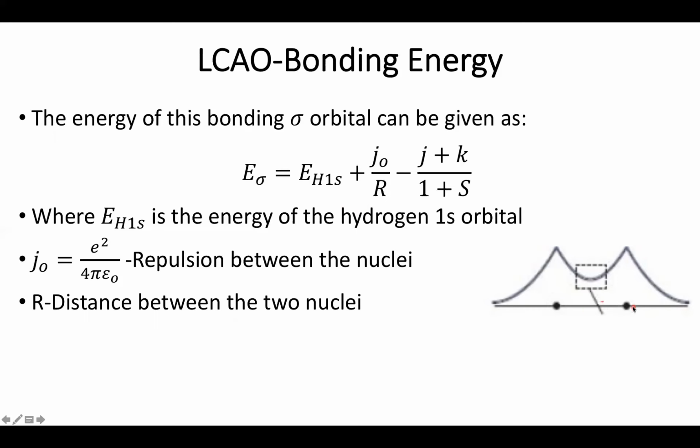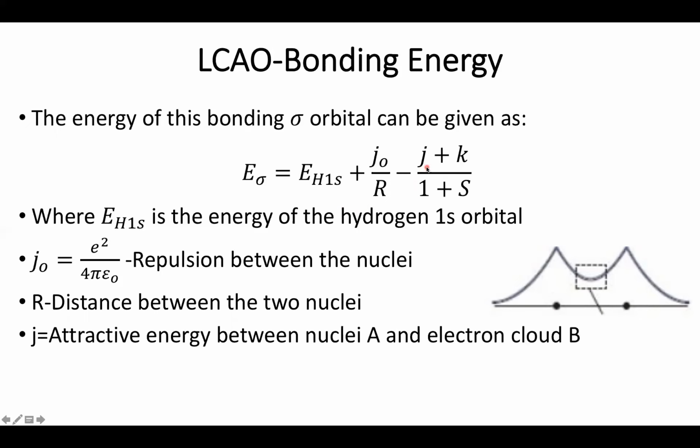But something has to bring that atom closer, and that's going to be our attractive term, which we break into 3 parts. So the first one is going to be this J term. This is going to express the attractive interaction between this electron cloud around atom B, our normal hydrogen 1s function, and this atom. So it's going to be looking at this attractive character.